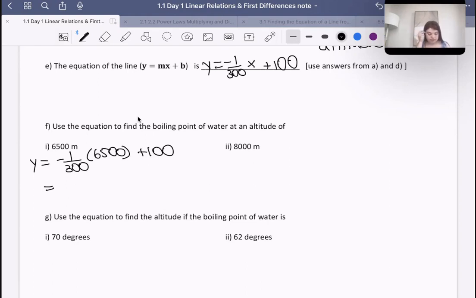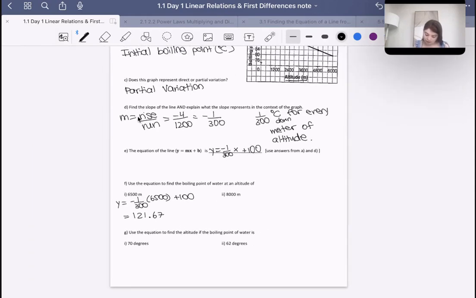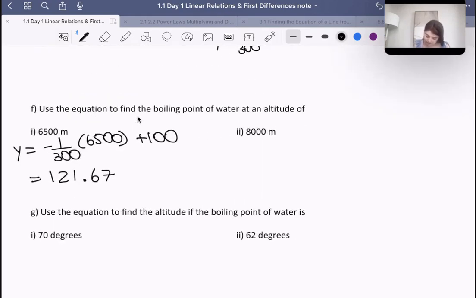Okay, well, that's 21 and 2/3. And then we add 100 to that, and we get 121 and 2/3. So I'll just round to 0.67. And that's going to be our boiling point in degrees Celsius. Good. Now let's do the same thing with 8,000.